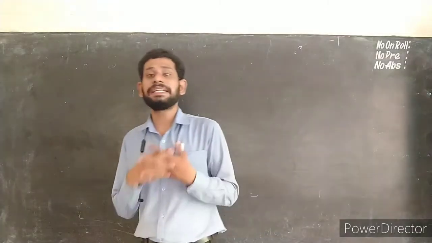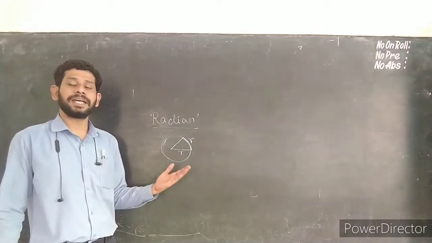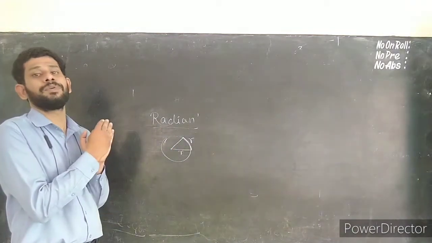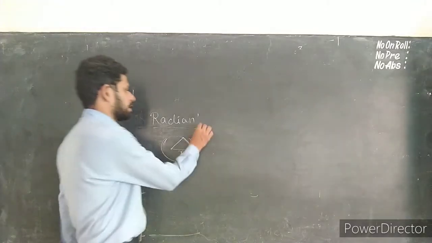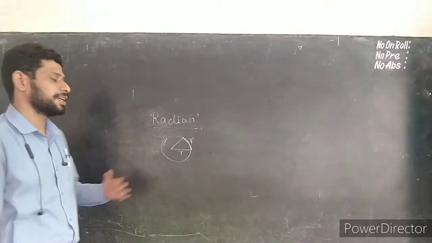Now, what is meant by degree? A degree is nothing but a measurement which determines the size of an angle, how much of an angle is made and moved. So degree is used to determine the size of an angle.